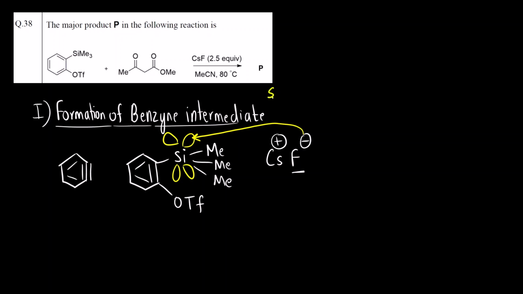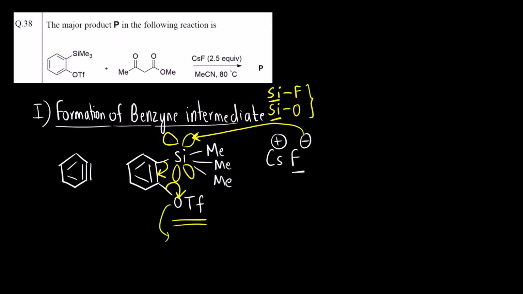Always remember, the bond between silicon and fluorine, and silicon and oxygen, is very strong. Why? Because silicon has vacant d orbitals that can accept electrons from the lone pair of fluorine as well as oxygen. So whenever there is a possibility of a silicon-fluorine or oxygen-silicon bond, they will definitely form. As fluoride donates electrons to the vacant d orbital of silicon, the opposite sigma bond becomes weaker. It will give electrons to this benzene ring. Okay, that is how benzyne will be formed, and OTf is a very good leaving group.